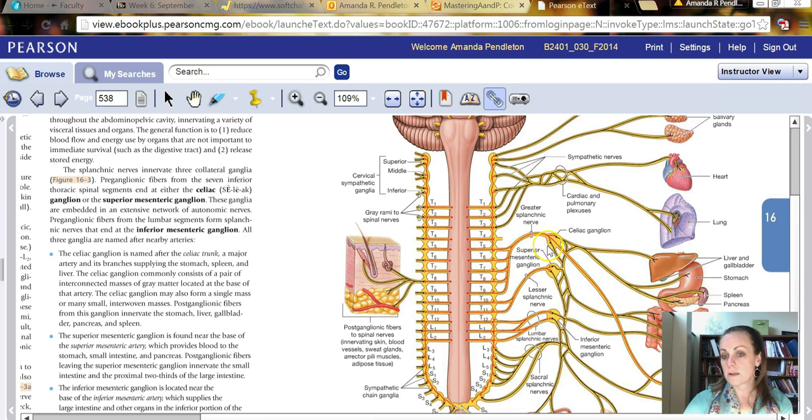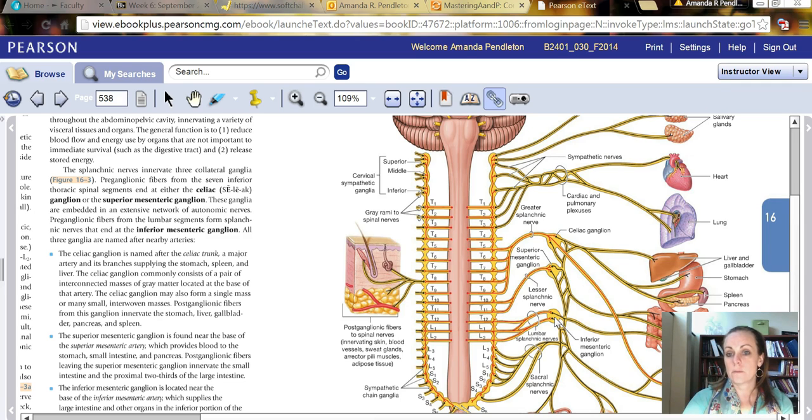We have one called the celiac ganglion, which is going to be a ganglion outside of these chain ganglia. These chain ganglia lie really close to the vertebral bodies. We're also going to have the superior mesenteric ganglion and the inferior mesenteric ganglion. So these are all ganglia that are not right next to the spinal cord. Sometimes these are called collateral ganglia.